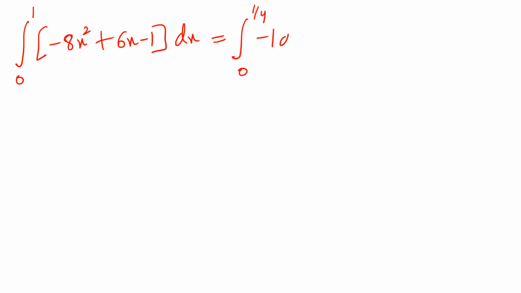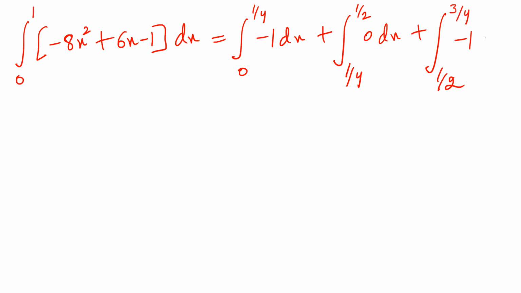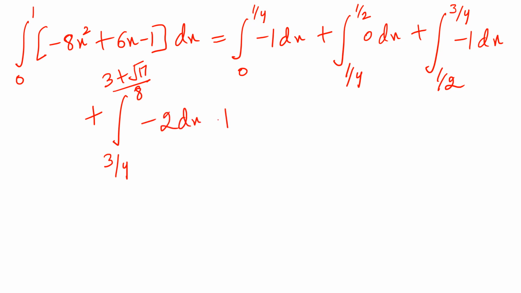Now students, the integral 0 to 1 of the greatest integer function of minus 8x square plus 6x minus 1 dx will become equal to integral 0 to 1 upon 4 of minus 1 dx plus integral 1 upon 4 to 1 upon 2 of 0 dx plus integral 1 upon 2 to 3 by 4 of minus 1 dx plus integral 3 by 4 to 3 plus root 17 upon 8 of minus 2 dx, and lastly from 3 plus root 17 upon 8 to 1 it is minus 3 dx.